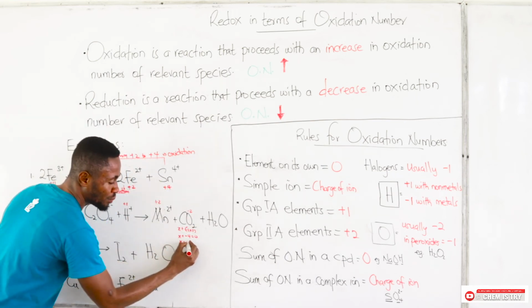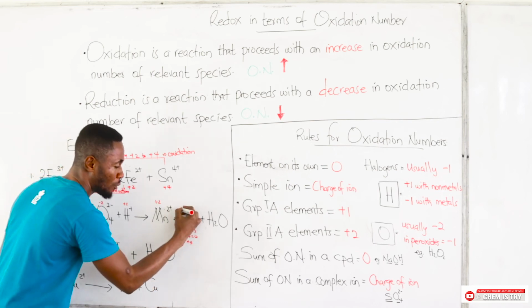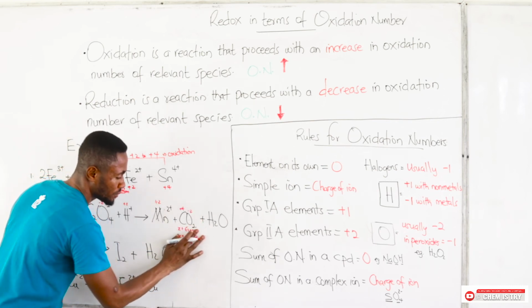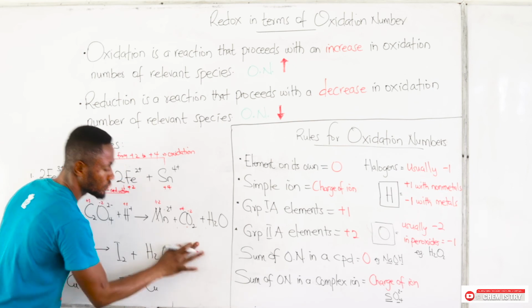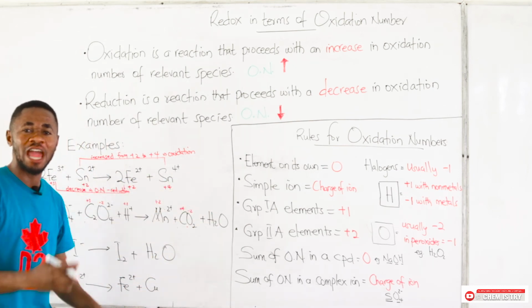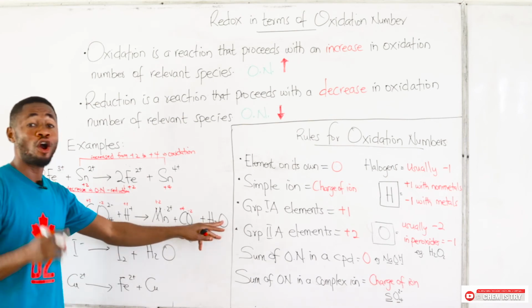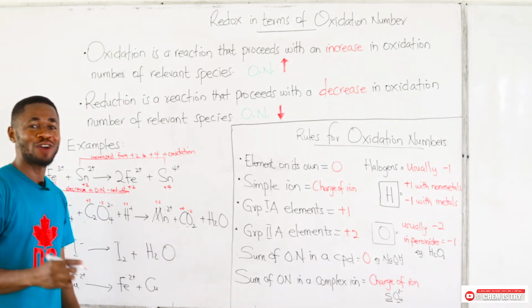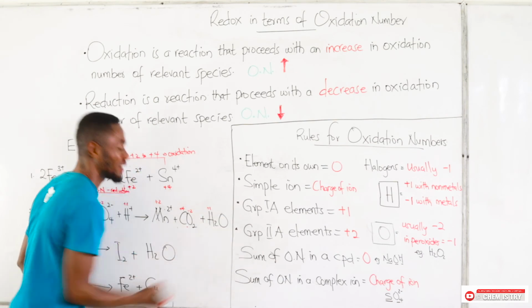So our X becomes positive 4. So the charge for carbon becomes positive 4. Then we have in water. We said hydrogen when it meets a non-metal. Now remember, oxygen is a non-metal. So hydrogen will have a charge of positive 1.